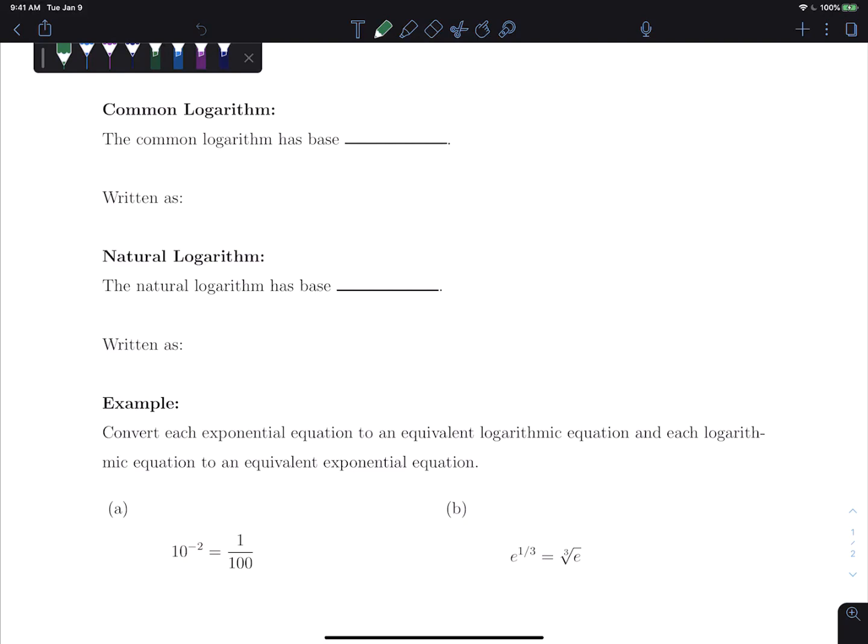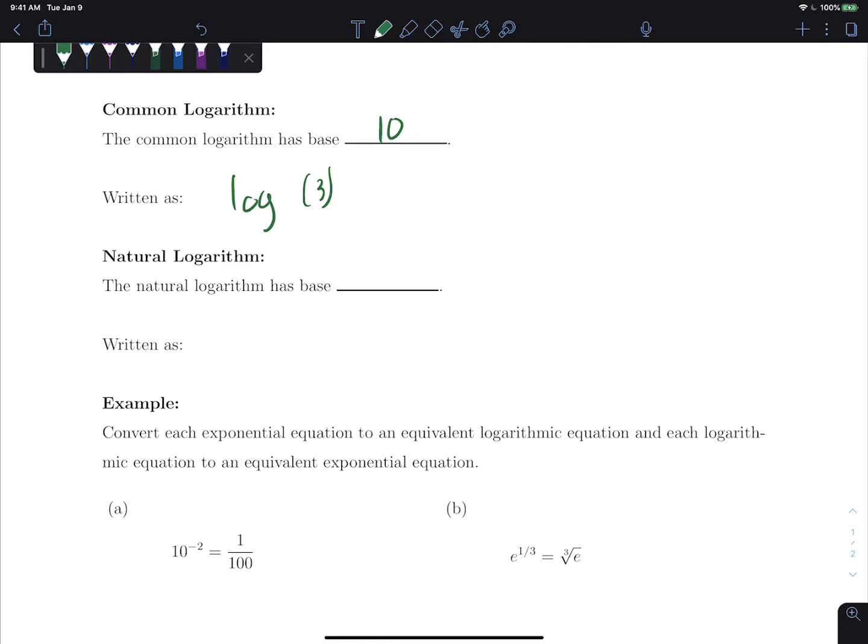Okay, so the first special logarithm that we want to look at is called the common logarithm. The common logarithm has a base of 10. Now it's written as log of some number. Notice that there is no base there. When you have log written without a base, that's assumed to be base 10. So that number that we're missing is actually 10. So if we said log of 3, that's actually log base 10 of 3.